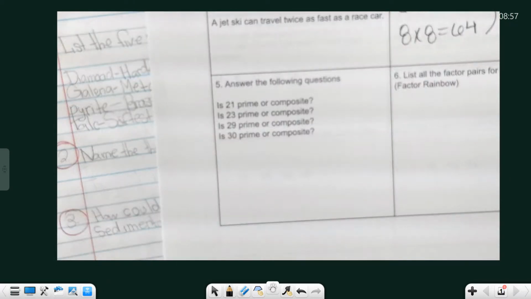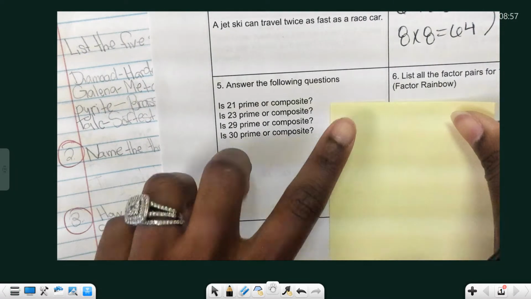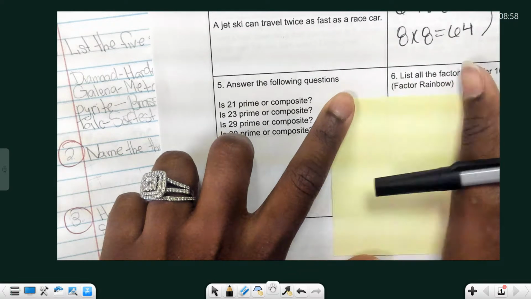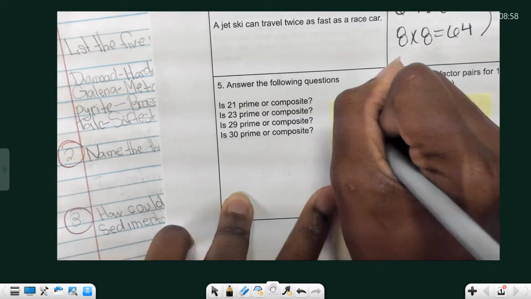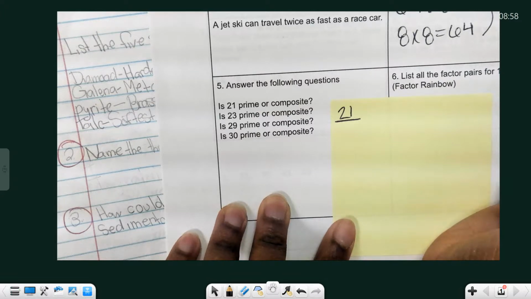Look at number 5. Answer the following questions. Is 21 prime or composite? Is 23 prime or composite? Is 29 prime or composite? Is 30 prime or composite? So, in order to find out, you know what you have to do? Just like what we did for number 1 to figure out how many had even or odd factors, we're going to start with 21, with some factor pairs for 21.